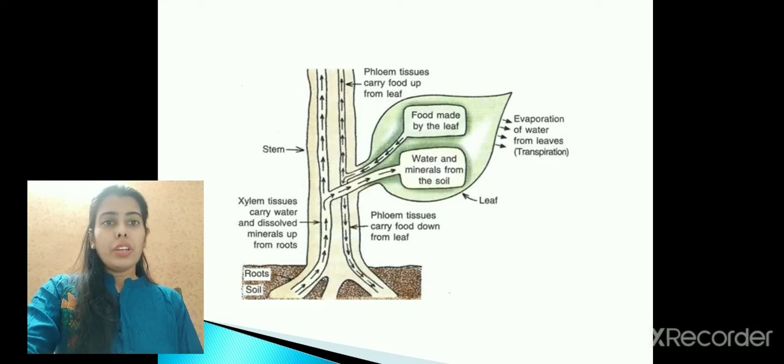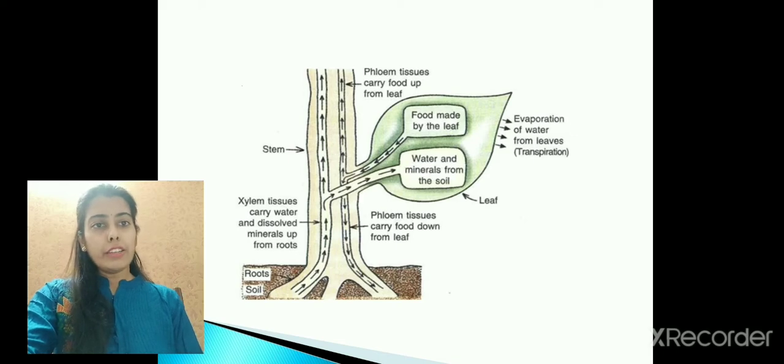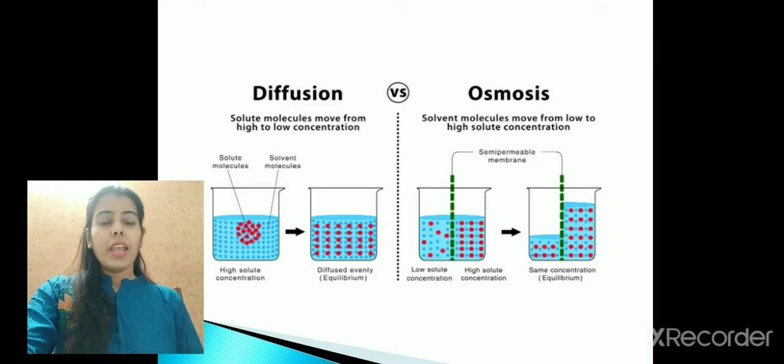Here in this picture, it's clearly showing how the xylem vessels help in carrying the water and the dissolved minerals from the roots to other parts, and the phloem tissues bring the food made by the leaf and transport it to the other parts of the plant. Now, how does this exchange or absorption of water and minerals occur? It occurs with two important processes, that is diffusion and osmosis.